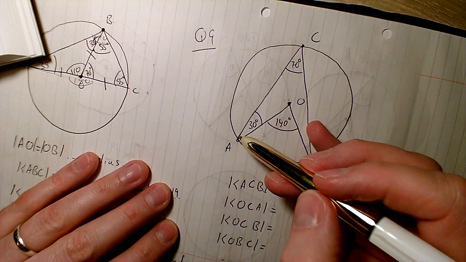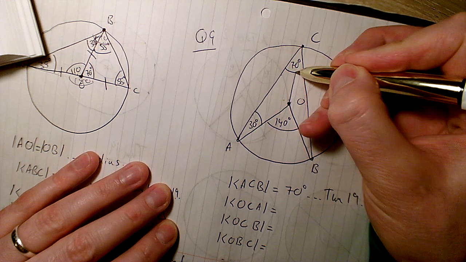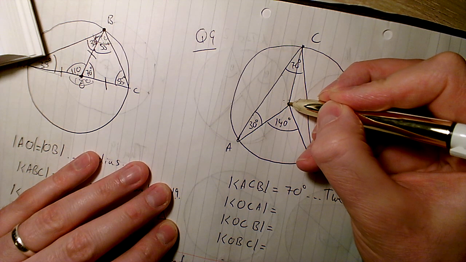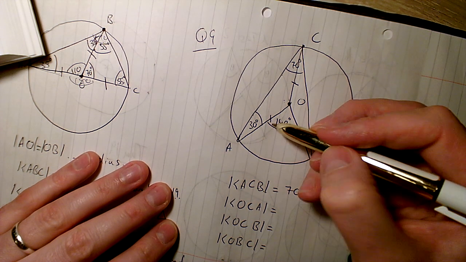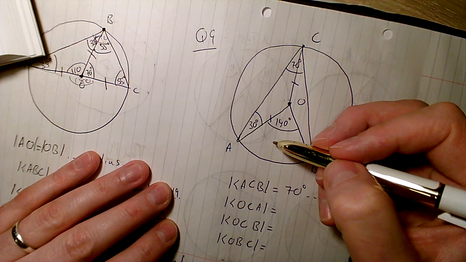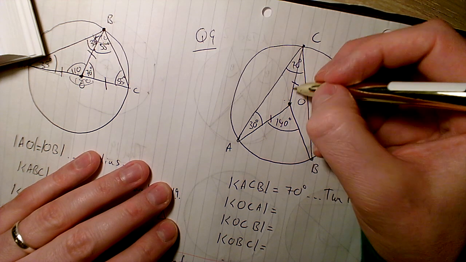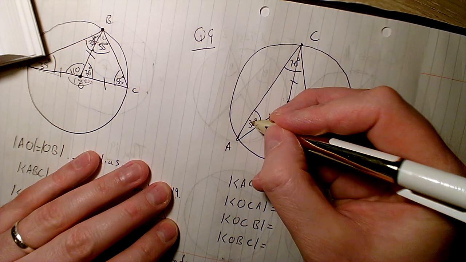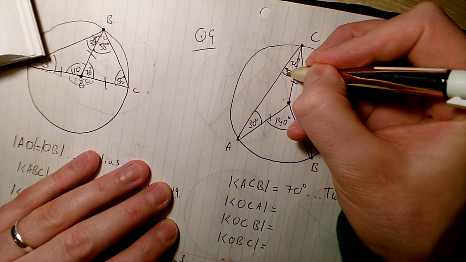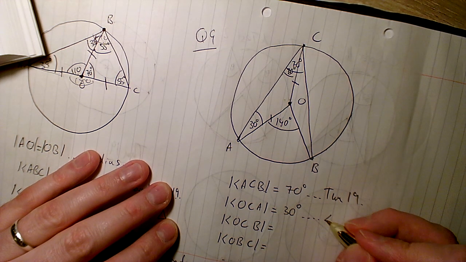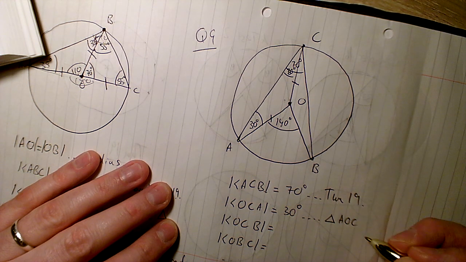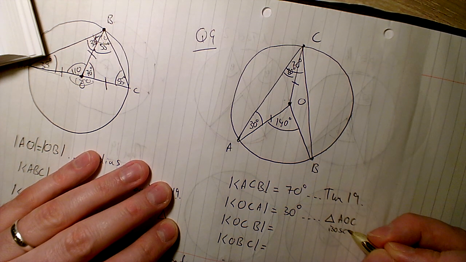The angle OCA, now that line's not drawn in, but if we drew it in, it's from the center. That's a radius, and this is a really important idea when we come to proving this theorem. We draw in that radius and you get yourself an isosceles triangle. So now you can say OCA has to be the same as this 30 degrees here, because the triangle AOC is isosceles.